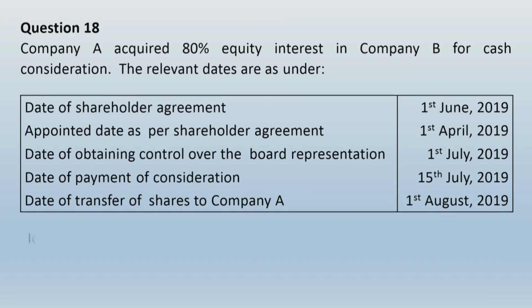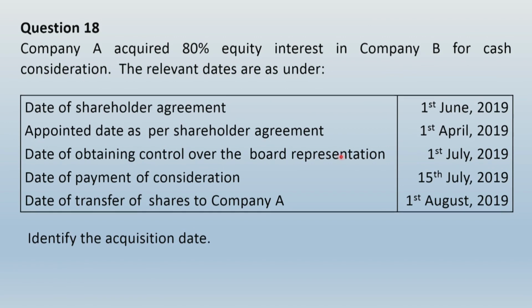So what is your task over here? The question is asking you to identify the acquisition date. If the question is asking you to identify the acquisition date, out of these dates, one of the dates has to be the acquisition date. Look into one thing, which date the control is obtained. Very clearly given in the question, date of obtaining the control over board representation is 1st July 2019.